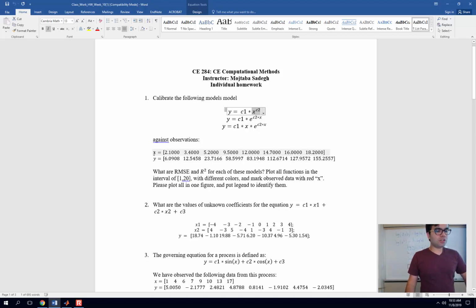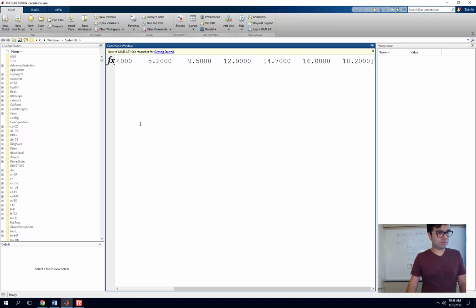So let me just copy and paste x and y into MATLAB. That's my x values.